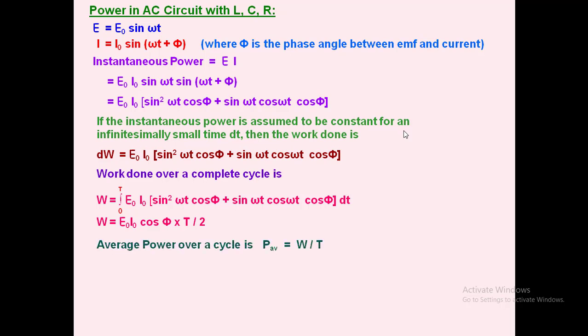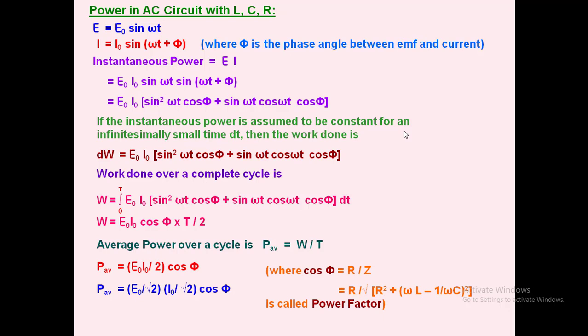So the average power is nothing but work done by time. So P average is equal to E naught I naught by 2 into cos phi, or P average is equal to E naught by root 2 into I naught by root 2 into cos phi, which is nothing but E_v into I_v into cos phi. Here cos phi is nothing but R by Z, which is equal to R by root over R square plus (omega L minus 1 by omega C) whole square, which is called power factor. So the average power is equal to E_v into I_v into cos phi.